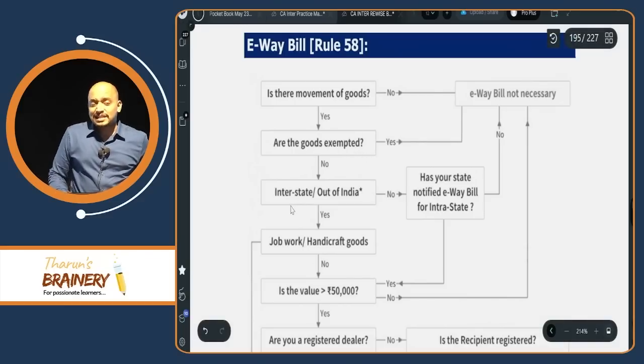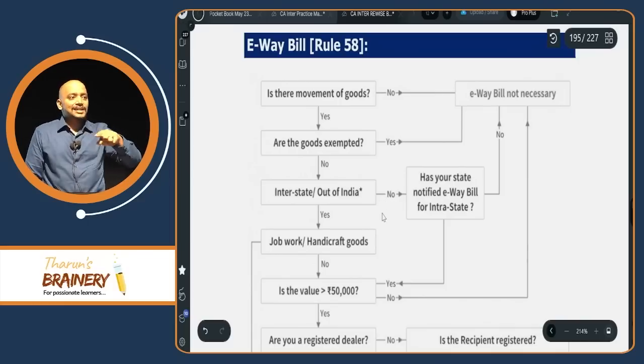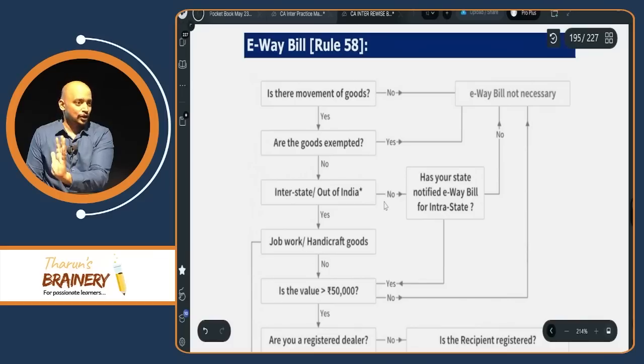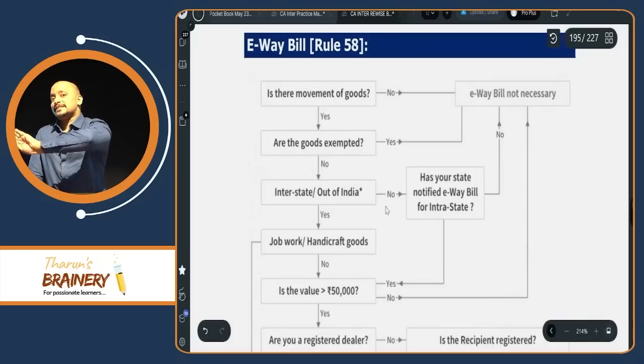Now, is it interstate or out of India? No, meaning within the state. Within the state, we have state-specific e-way bill provisions that we need to follow. And it will not be tested in exam.